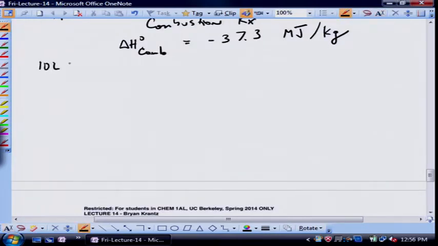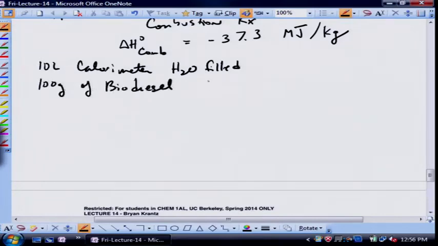Let's imagine we had a 10-liter calorimeter. The calorimeter is water filled. Okay, there's no calorimeter constant in this particular exercise. And we burned 100 grams of biodiesel. So what is delta T? How do we figure that out? Well, first of all, you need to figure out exactly what Q will be, because we need to think about satisfying this equation. We need to think about Q equals M Cp delta T.